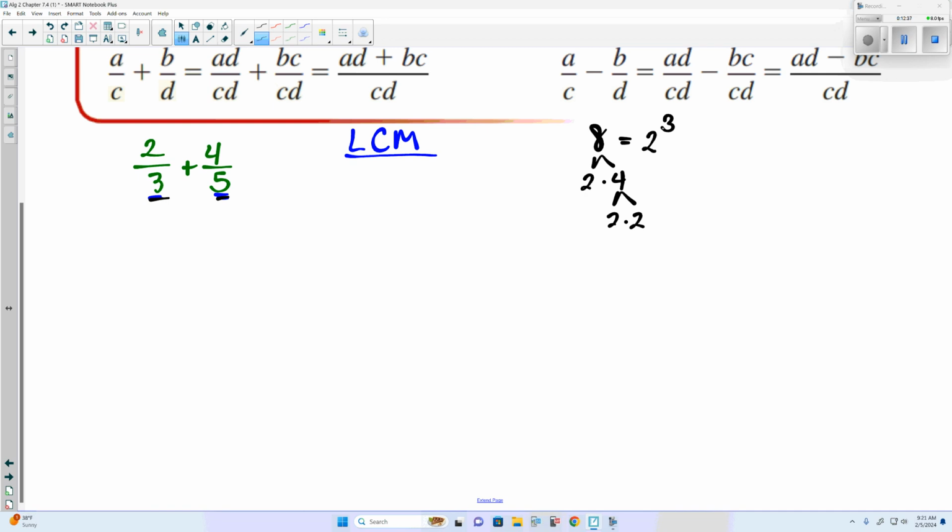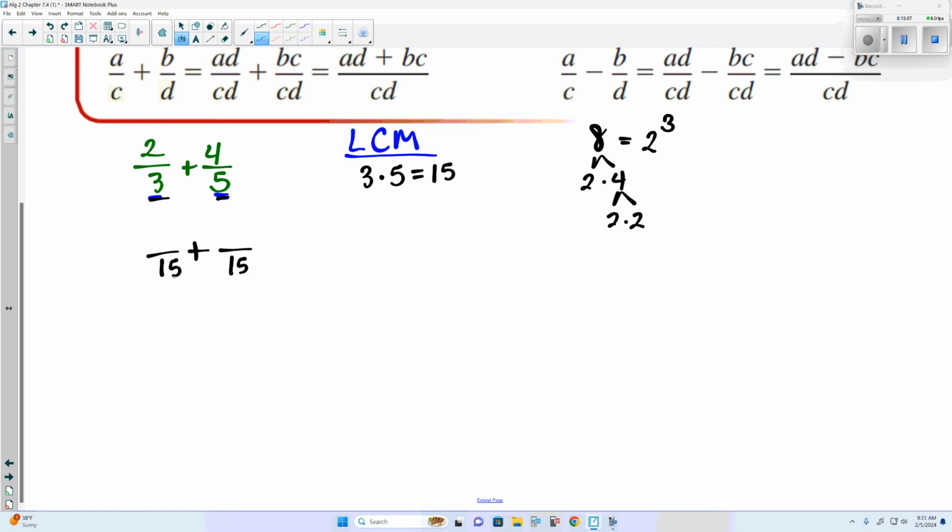Now, unfortunately, with 3 and 5, both 3 and 5 are prime. So for the 3, I would need the 3, and for the 5, I would need the 5. 3 times 5 is 15. So the least common multiple, or we'll call it least common denominator technically because it's the bottom of the fraction, would be 15. So for us to be able to add or subtract these, both denominators have to be 15.